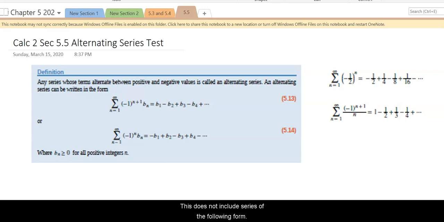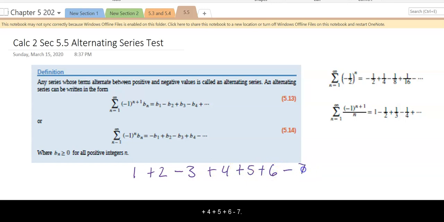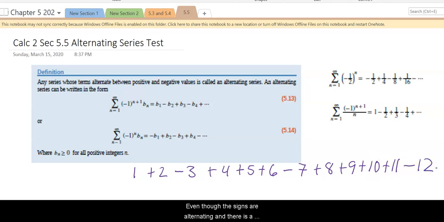This does not include series of the following form: 1 plus 2 minus 3 plus 4 plus 5 plus 6 minus 7 plus 8 plus 9 plus 10 plus 11 minus 12, even though the signs are alternating and there is a predictable pattern. This is a series, but we do not call it alternating because each successive term does not have an opposite sign from the one in front.